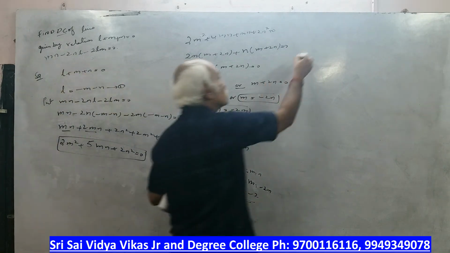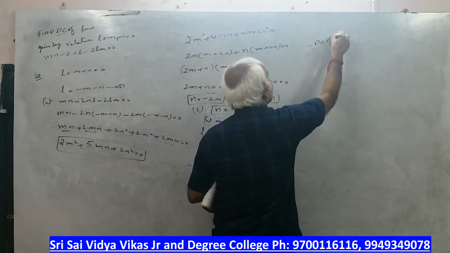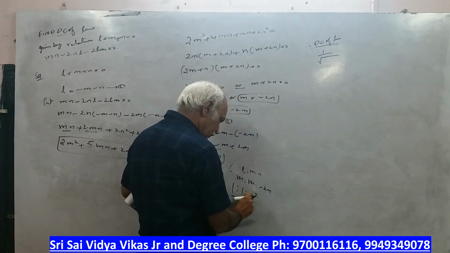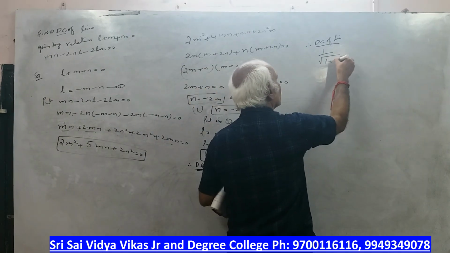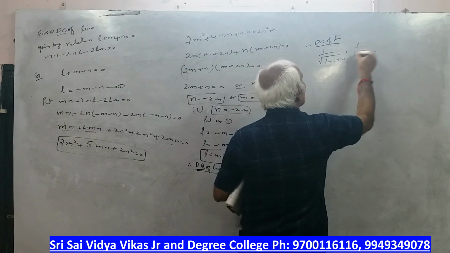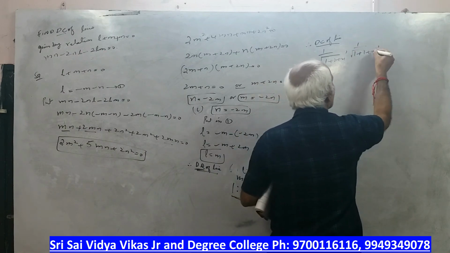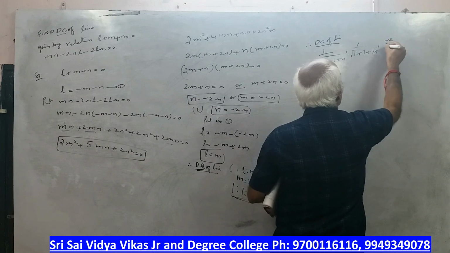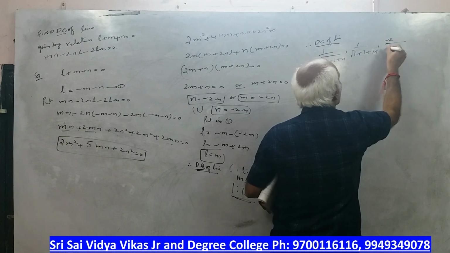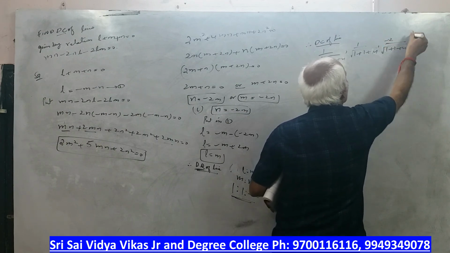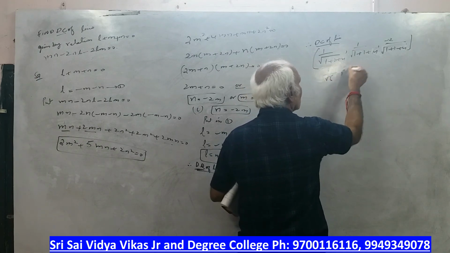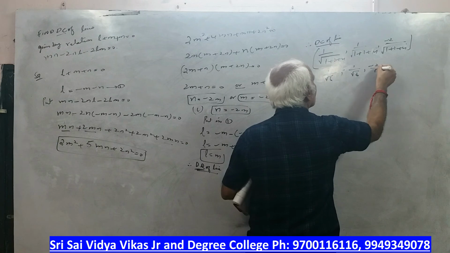Therefore, DCs of the line is 1 by root of square of this, square of this, square of this. So 1 plus 1 plus 4. Next one, 1 by root of 1 plus 1 plus 4. Next one, minus 2 by root of 1 plus 1 plus 4. So this becomes 1 by root 6, 1 by root 6 and minus 2 by root 6.